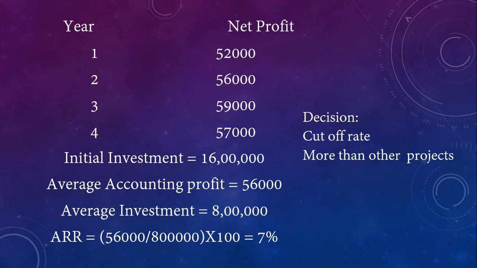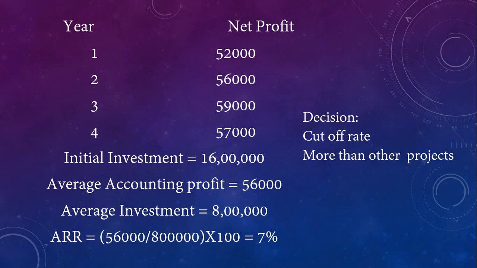With the help of an example, we can understand this also. So here we have assumed the initial investment of 16 lakh and net profit of 52,000, 56,000, 59,000 and 57,000 in year 1, 2, 3 and 4 respectively. So we have calculated average accounting profit of 56,000. Average accounting profit, how will it be calculated? It will be calculated by summing the net profit of the total years and dividing by the duration, that is here 4. So we get average accounting profit of 56,000.